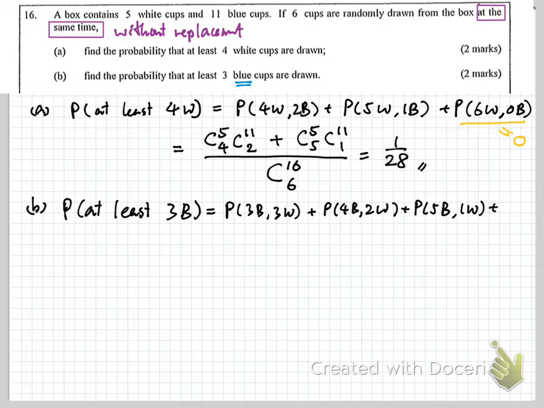Or you can have 6 blue. There are enough blues, you can do that. There are altogether 11 blue. So the last one is not a 0. Don't think that if this is 0, then this is also 0. No, that is not the case, because there are enough blue cups to take 6 blue. So this is not always 0.